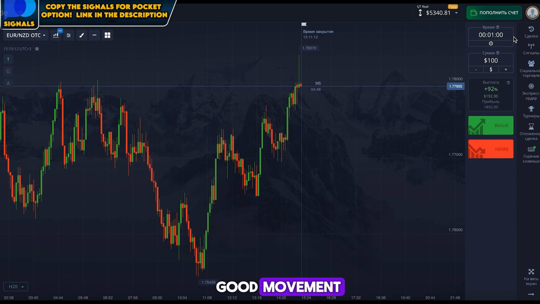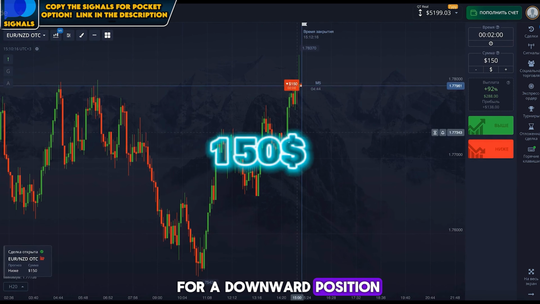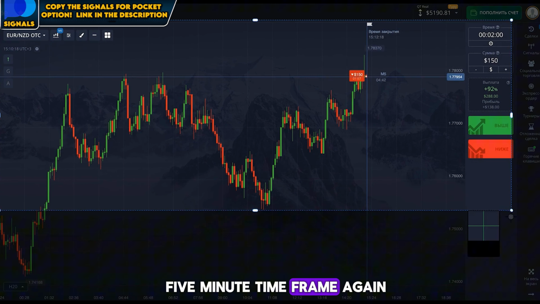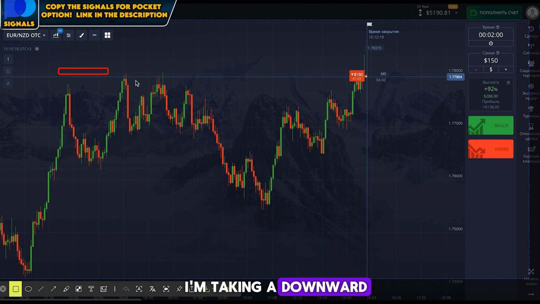Here we have a good movement. Let's go for 2 minutes, $150 for a downward position. Now let me explain the logic behind the entry. Look, 5 minute time frame again. I'm taking a downward entry.